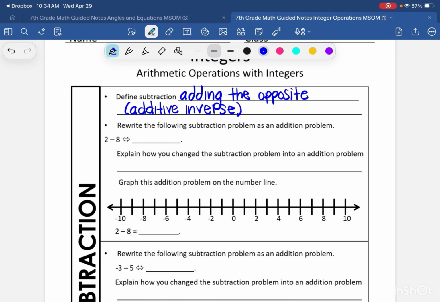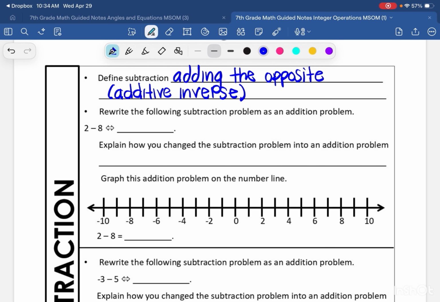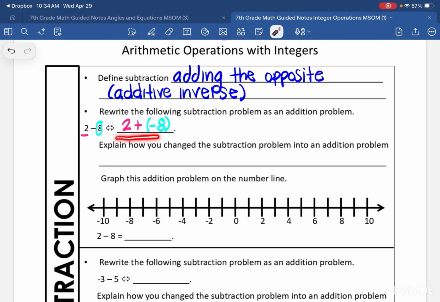When we start doing this, I think it's very helpful to do some circling. We have 2, and we're going to change the subtraction to addition, and then we're going to write the opposite of the second number right here. So that is an 8. And we are going to put that in parentheses, because if I don't, it's going to look like 2 plus -8, and it can get confusing. So the parentheses just help us distinguish it from the plus. So it says 2 plus -8.